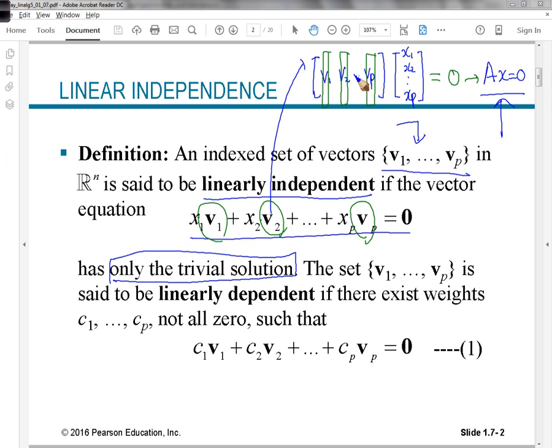So when AX equals 0 has a free variable, it means it will have more solutions other than all zeros. And that's exactly the same thing as saying these vectors v1 through vp are linearly dependent. Otherwise, let's think about the other case, which is really easy. There is no free variable, and thus there is only one solution, setting all these weights as 0.